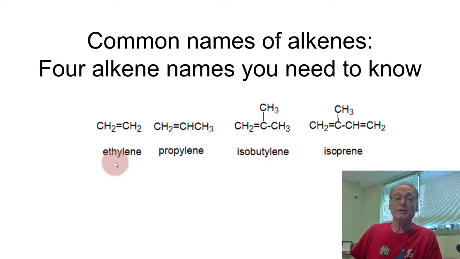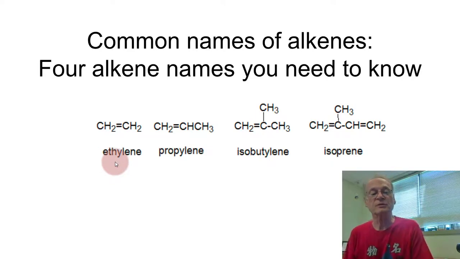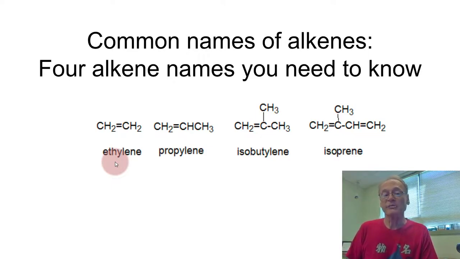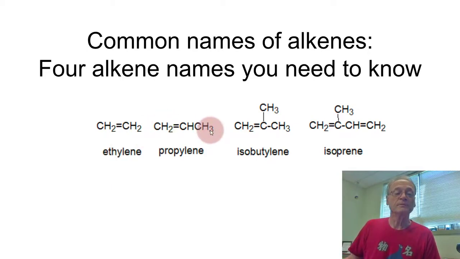It's used in tonnage quantities in industrial chemistry. One of the major uses is to make the polymer called polyethylene, which I'm sure you've heard of before. Then there's another one, propylene, which is basically the same idea. It's a 3-carbon chain, just like the propyl group is a 3-carbon chain, but it's not a group attached to something else. It's a full-fledged molecule by itself, and it's an alkene, so it's called propylene.